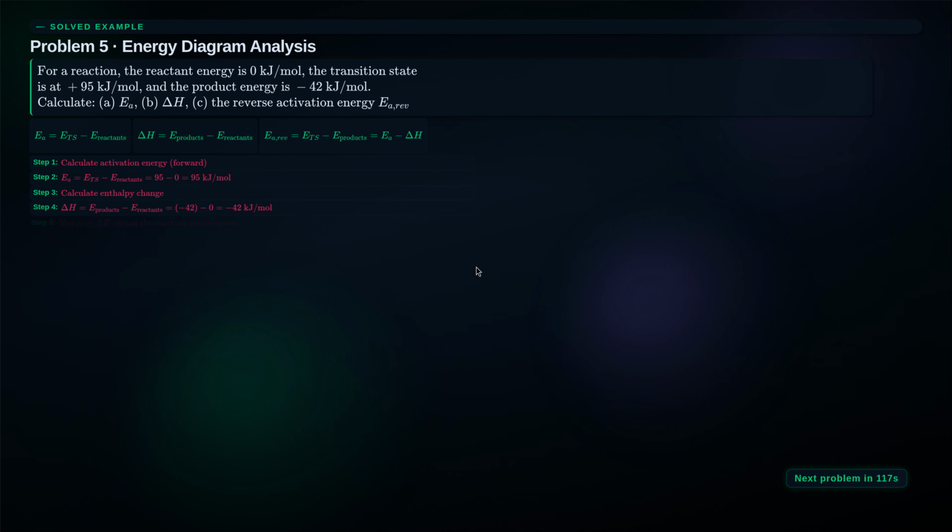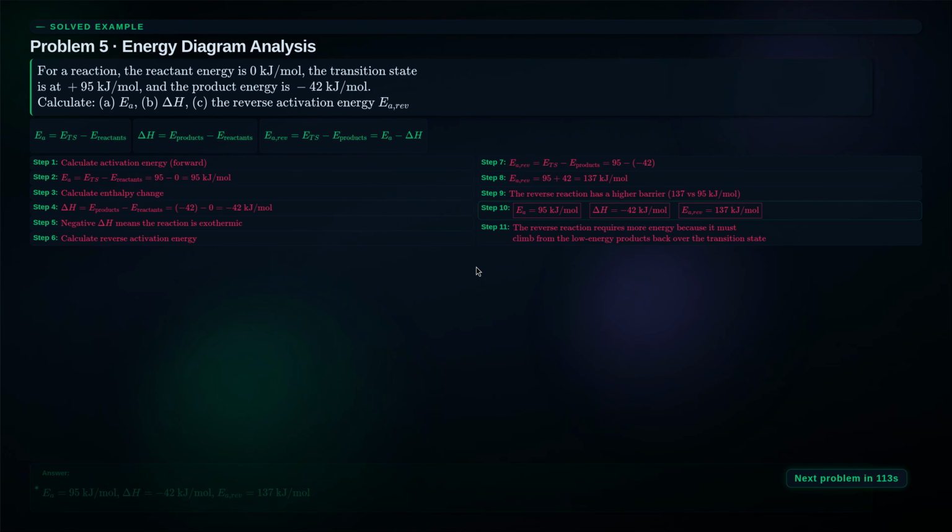Problem 5. Energy diagram analysis. For a reaction, the reactant energy is 0 kilojoules per mole. The transition state is at plus 95 kilojoules per mole, and the product energy is negative 42 kilojoules per mole. Calculate Part A, the activation energy, Part B, ΔH, and Part C, the reverse activation energy.